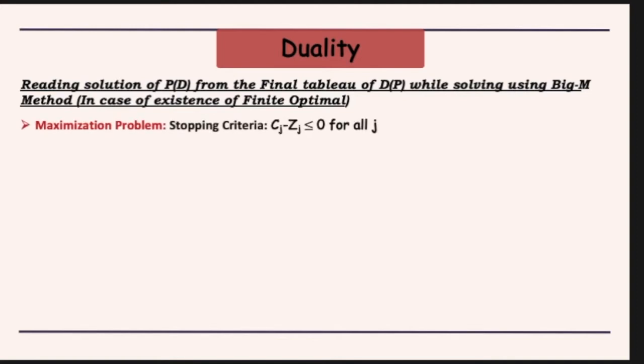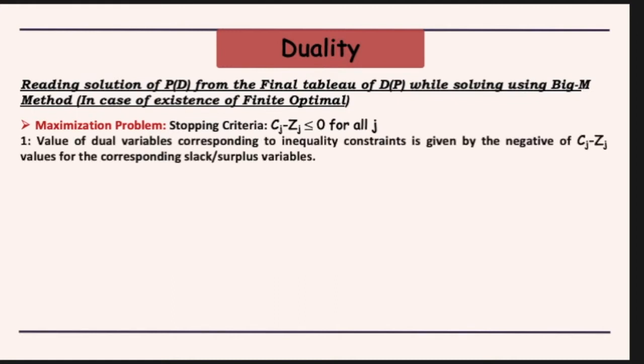Now just to recall a few concepts, for a maximization problem, the stopping criteria says that whenever Cj minus Zj's are all negative, less than or equal to 0 for all the values of the variable j, then we would stop the problem and we have reached optimality. So, in this case, the value of the dual variables corresponding to the inequality constraints is given by the negative of Cj minus Zj values for the corresponding slack or surplus variables.